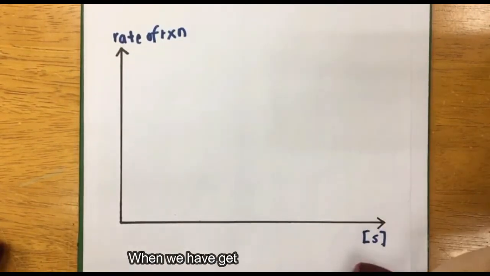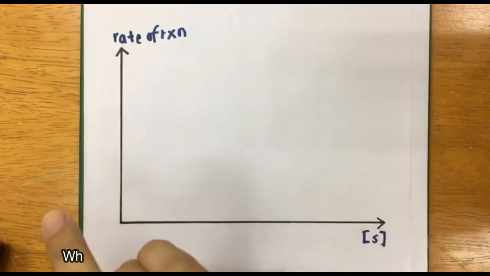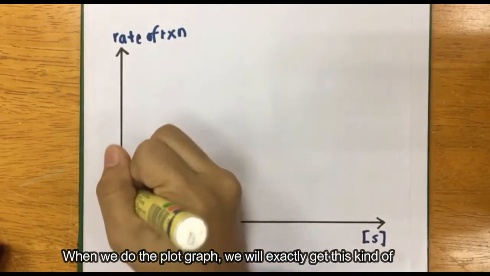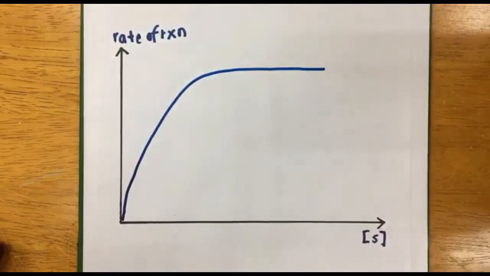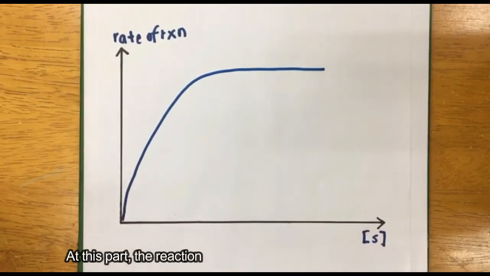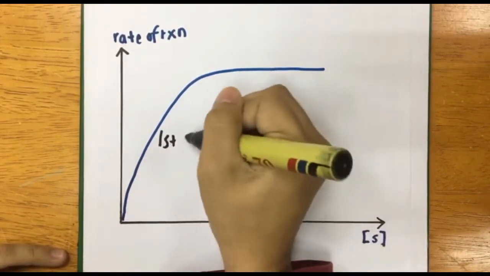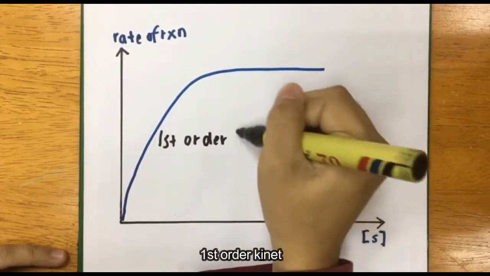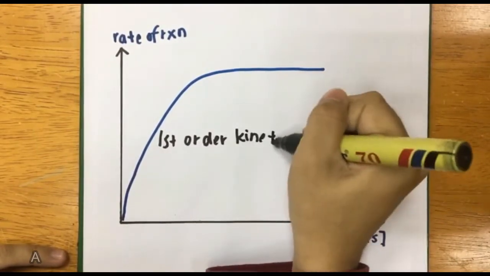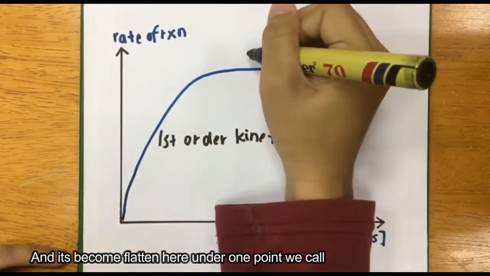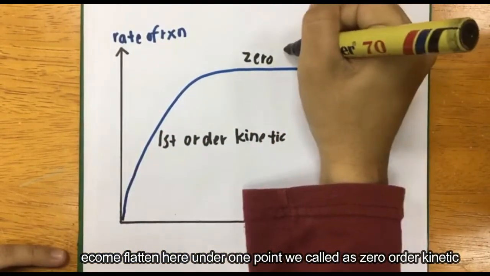When we get experimental data and plot the graph, we will get this kind of curve, which is called a hyperbolic curve. At this part, the reaction speeds up, following first order kinetics, and it becomes flattened here, until at one point we call it zero order kinetics.